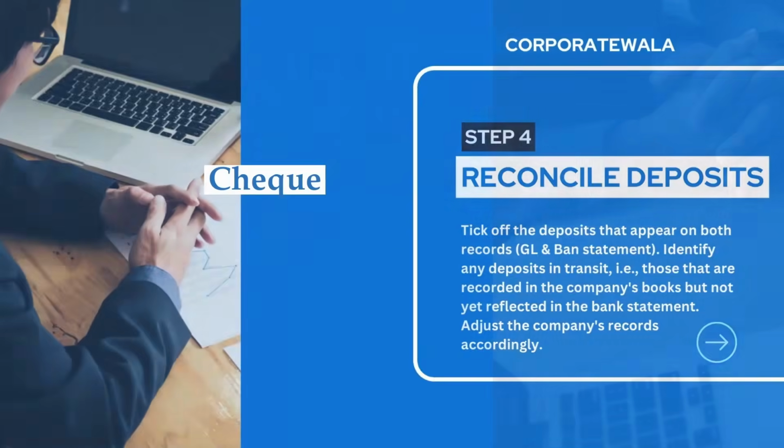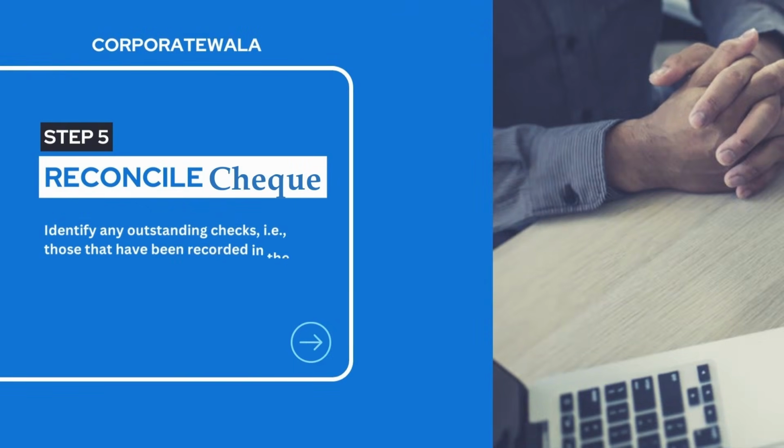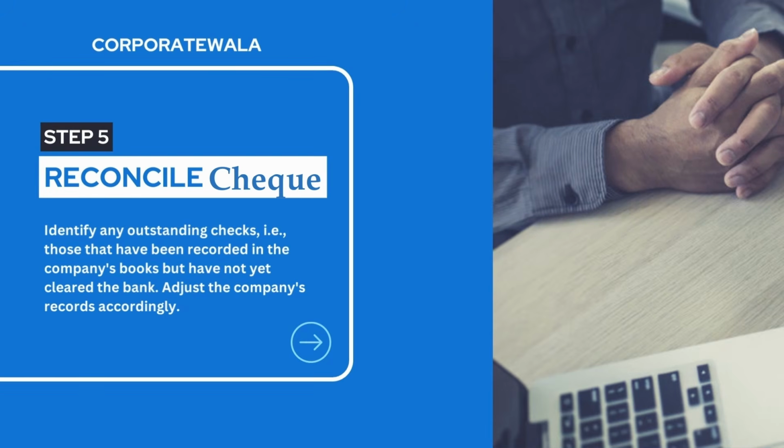Once you are done reconciling deposits, our next step would be to reconcile the check. So what you are going to do is identify any outstanding check, that is those checks which are recorded in the company's book but not yet cleared at bank. The reason could be the check is not yet presented for payment, or the check is presented but there is some issue due to which the payment is not cleared. So whatever your finding would be in this step, you need to adjust your journal ledger based on your findings.